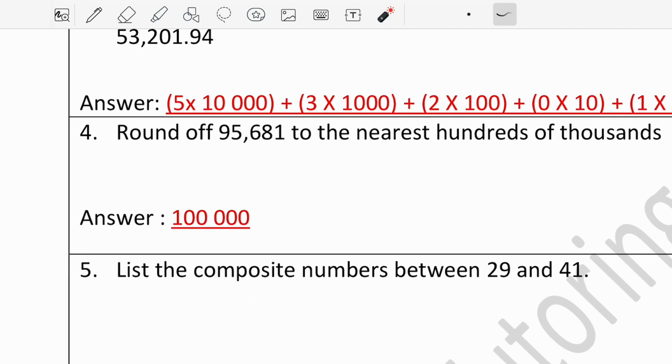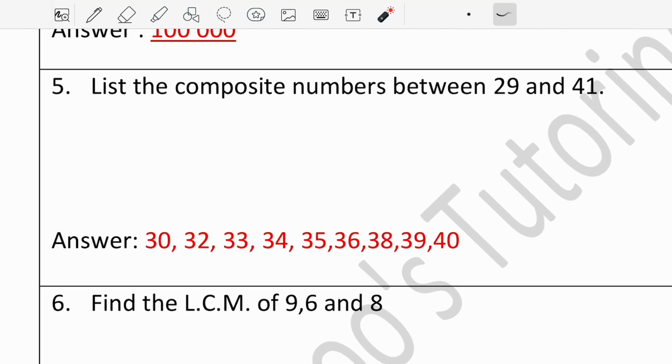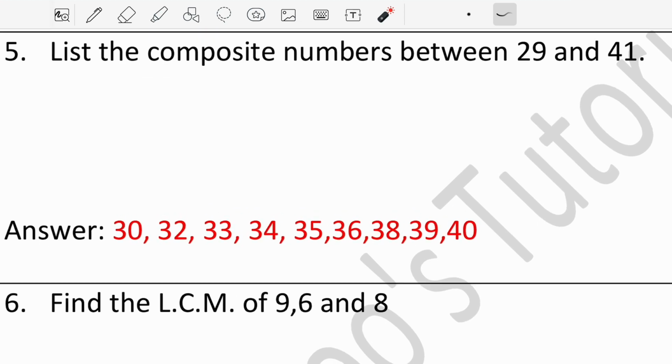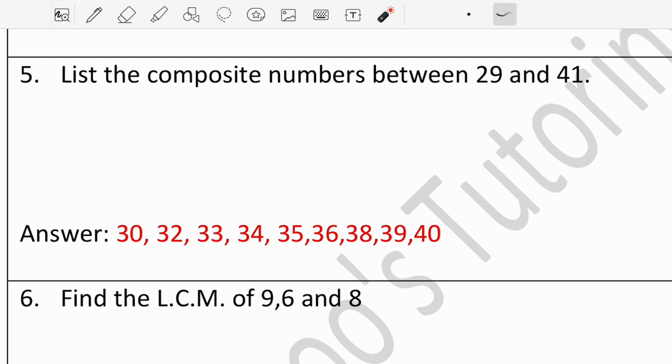Next, list the composite numbers between 29 and 41. So one way we can think of composite numbers is numbers that are not prime numbers. So once the numbers have factors, or more than 2 factors rather, it is considered a composite number. So if we check all the digits from 30 to 40, we know that 30 can be divided by different numbers such as 2, 5, 10, etc. We know that 32 could be divided by 2, so it is composite.